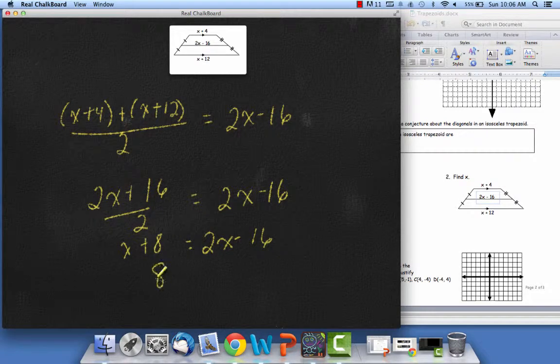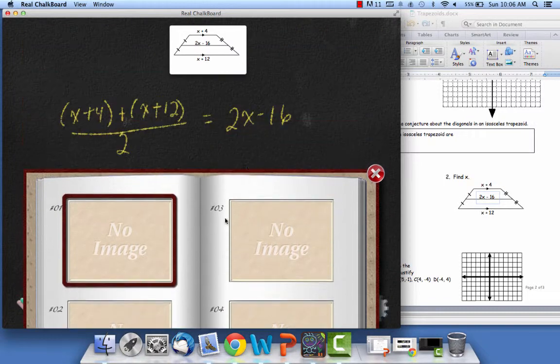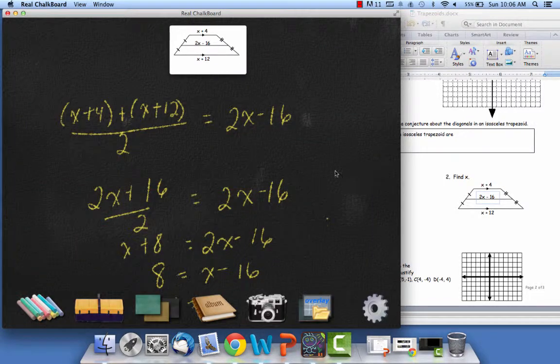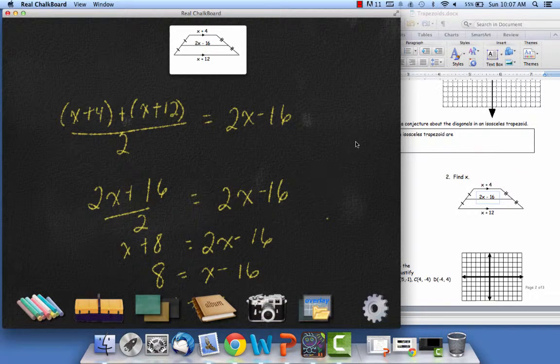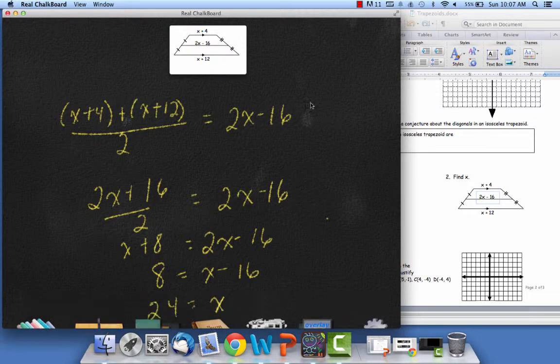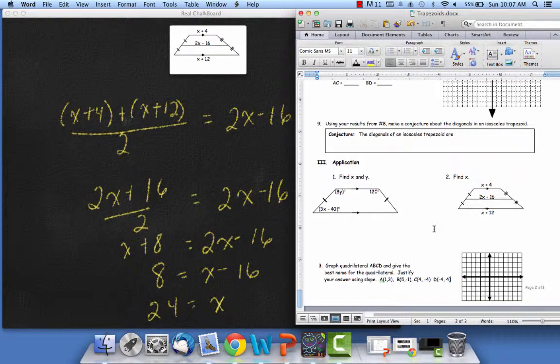So we would subtract an x, add 16. That was annoying. Okay, so 24 equals x. I guess I need to stay out of that bottom there. Okay, so x is 24, and we found that again by just using the average of these two.